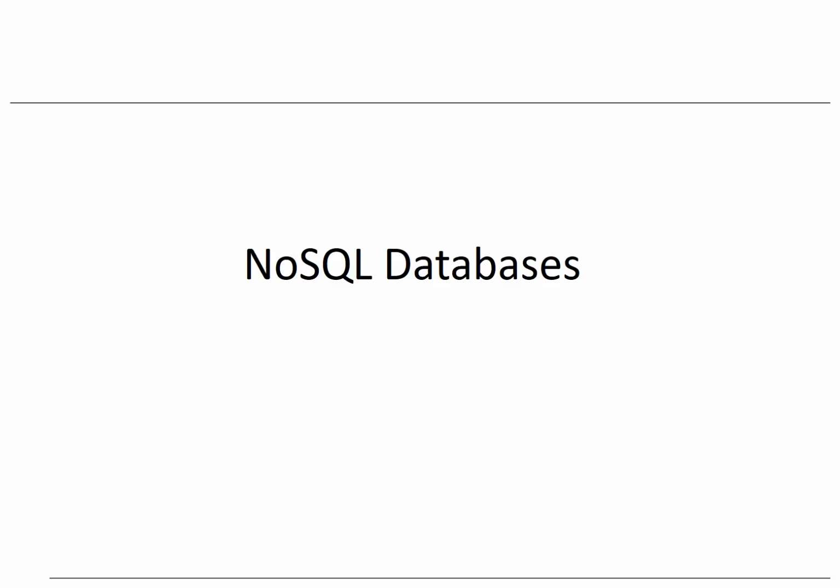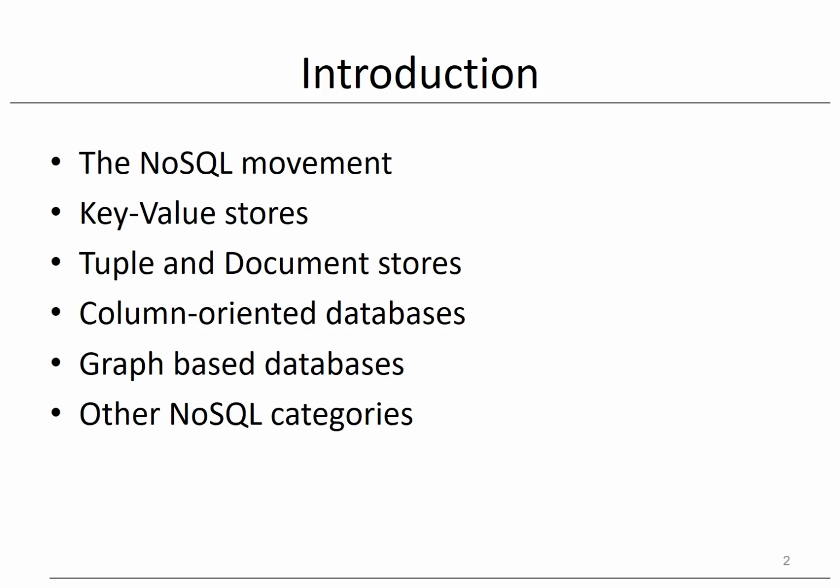This chapter discusses NoSQL databases. Let's start with the introduction. We kick off by discussing the NoSQL movement. We then review various types of NoSQL databases, such as key-value stores, tuple and document stores, column-oriented databases, and graph-based databases. The chapter concludes by briefly elaborating on some other NoSQL categories.